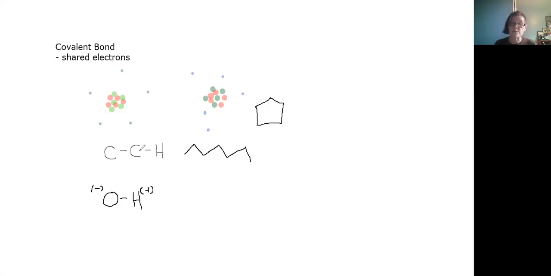We have 2 different things. We have an even bond and an uneven bond, or we very often call it a polar bond for polarized or off balance, and a non-polar bond for even. So non-polar is not off balance, it's even. Polar is polarized, so it's negative one way, positive the other way.